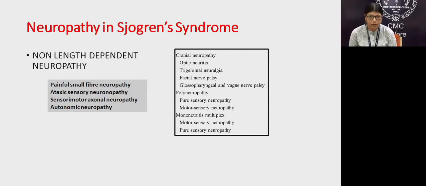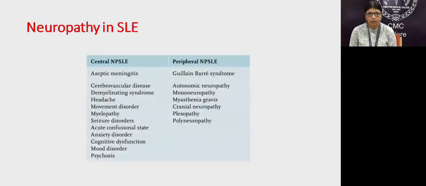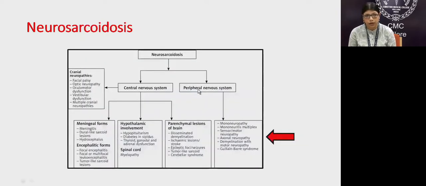Apart from the non-length dependent neuronopathy, they can also present as an autonomic neuropathy or sensory motor axonal neuropathy, and the cranial nerves which can be involved include the optic. Trigeminal neuropathy is very classical in Sjogren's. The facial, glossopharyngeal, and vagus nerves can be involved. Neuropathy in SLE, for the peripheral nervous system, can present GBS-like, as an autonomic neuropathy, or myasthenia gravis-like, with cranial neuropathy, plexopathy, or polyneuropathy.